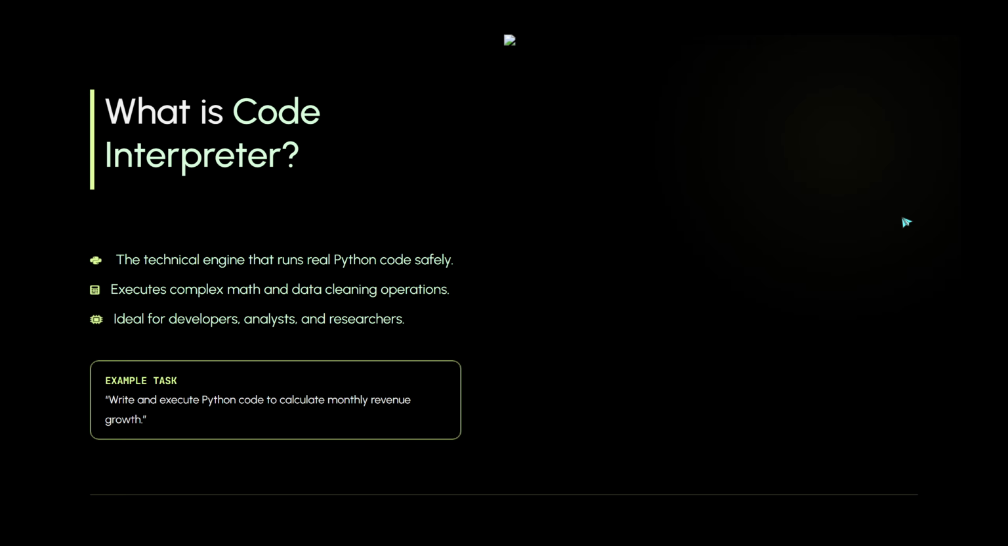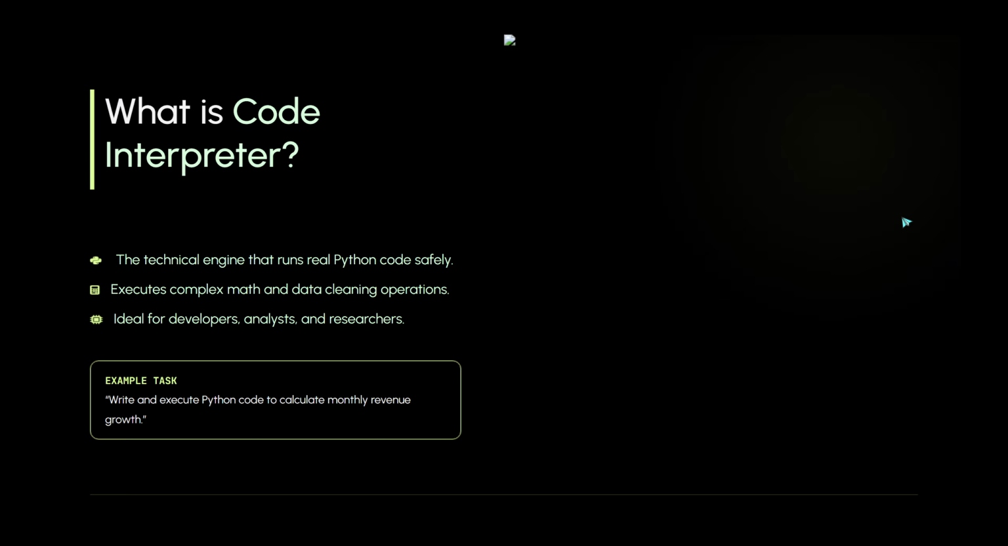Code Interpreter is the underlying capability that allows ChatGPT to run Python code. This is what powers many of the more technical tasks happening behind the scenes. It can perform calculations, clean messy data, create charts, and automate repetitive data tasks. It's especially valuable when working with large datasets, because code can process information more accurately and consistently than manual analysis.